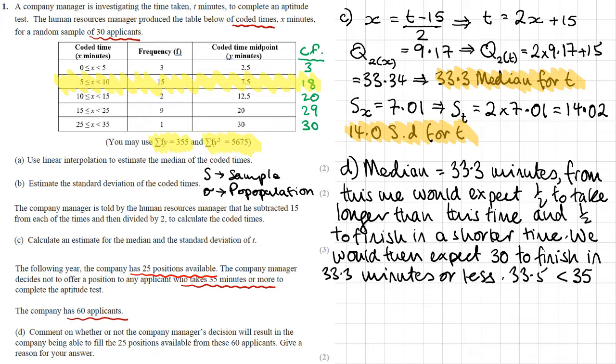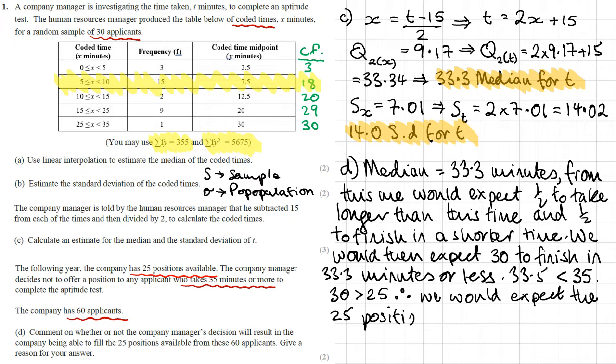Yeah. So we'd also say here that 30 is greater than 25. The 25 posts available, we would expect 30 to finish. Therefore, we would expect the 25 positions to be filled. Doesn't mean they will be, but we'd expect them to be filled.